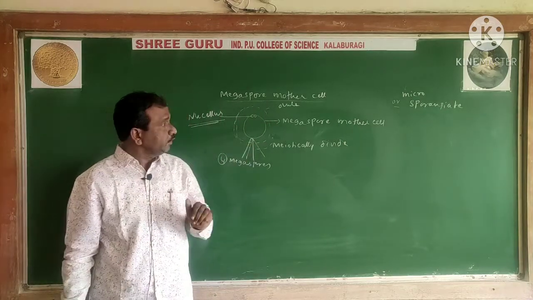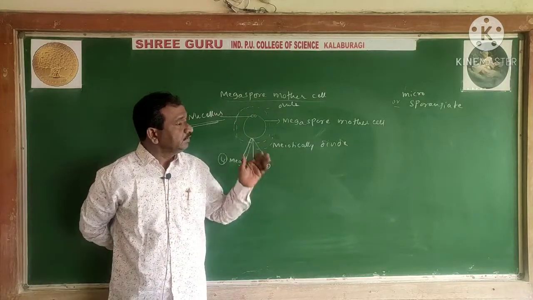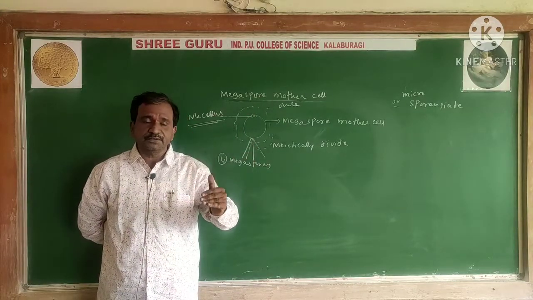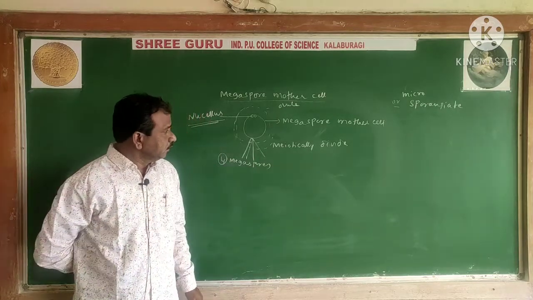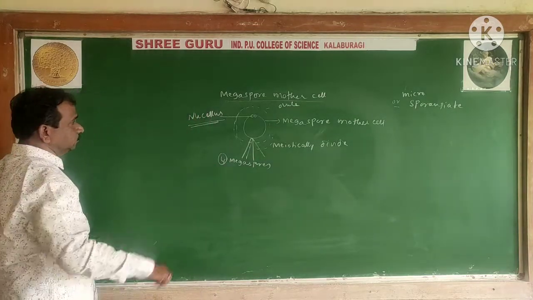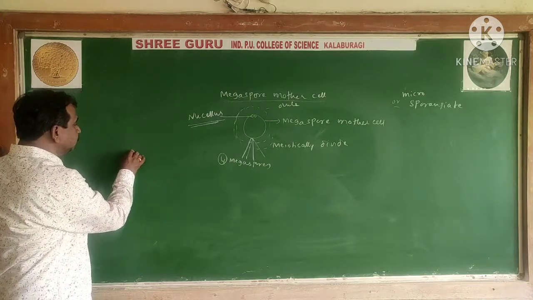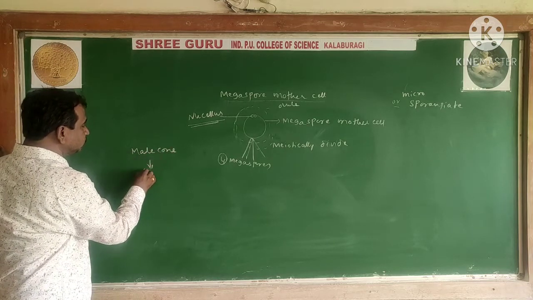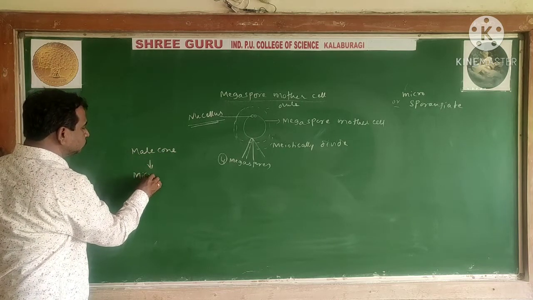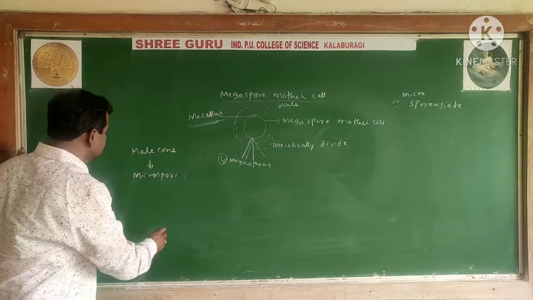Now we can observe that the megaspore mother cells are normally found inside the ovules, division takes place, meiosis happens, and 4 megaspores are going to be found. Now here you can observe how the fertilization is taking place. Here we can observe the male cone, what does the male cone consist of? Microspores. Next is the female cone.